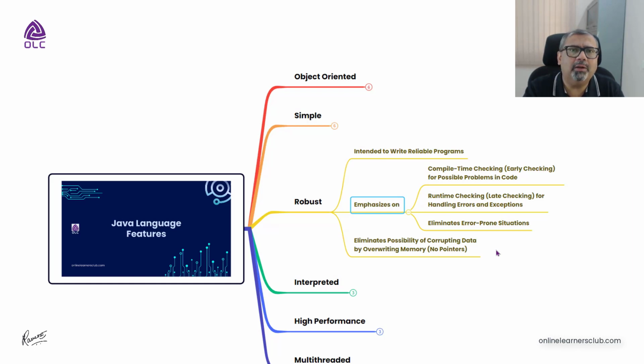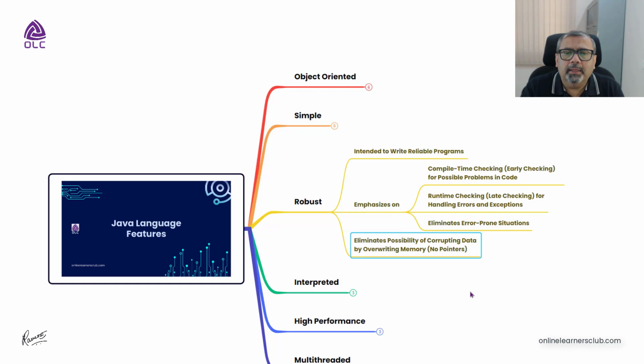But Java, or for that matter any compiled language, has the advantage that it is compiled, and we can unearth a lot of issues at compilation time itself and reduce the errors. In addition to it, Java also supports runtime checking, also known as late checking, for handling errors and exceptions, and eliminates error-prone situations by providing a robust exception handling mechanism. We'll discuss the exception handling mechanism in later chapters.